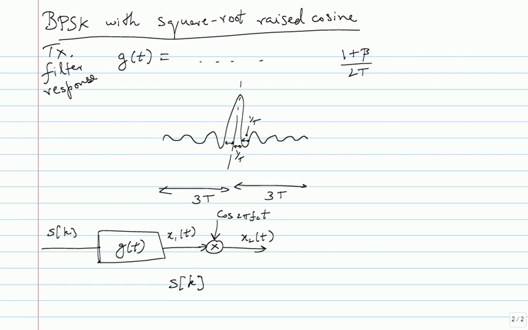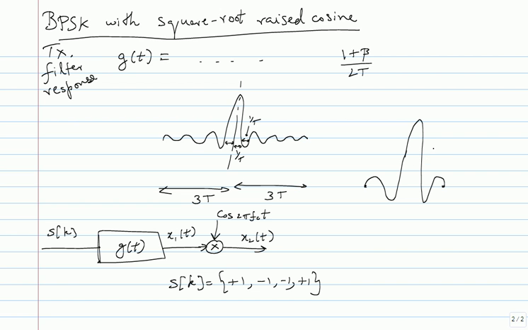Try to plot it for S of K equals +1, -1, -1, +1. Plot X1 of T first and then we'll plot X2 of T. Just put 3 lobes. If you pick 3 lobes, how will it look? It's just 1 by T, 2 by T, 3. It'll look like this. No, it'll just go up after this. So the G of T will look something like this.